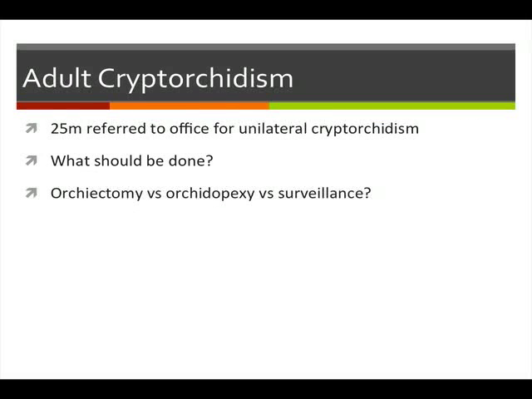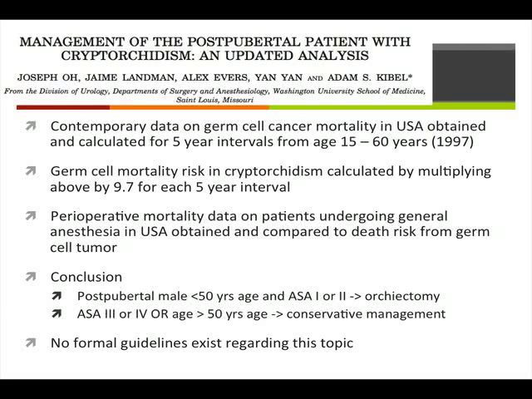In terms of adult cryptorchidism, just a couple of slides on this. What should be done? Orchidectomy, orchidopexy, or surveillance? Basically, it was interesting how they looked at this. They looked at all of the American data on germ cell cancer mortality for 5-year intervals from age groups 15 to 60. Now this was in 1997, mind you.